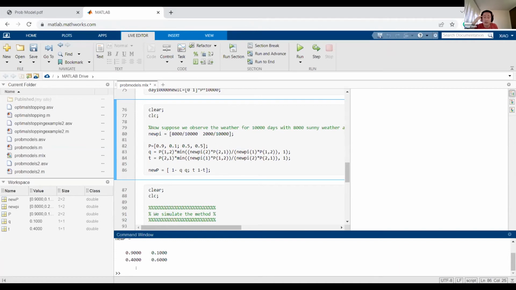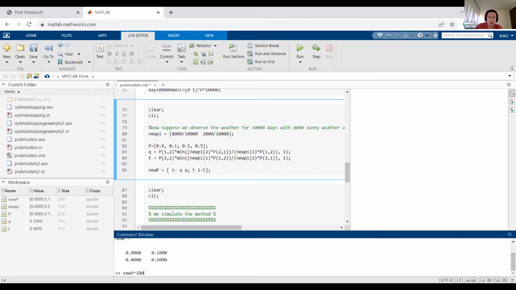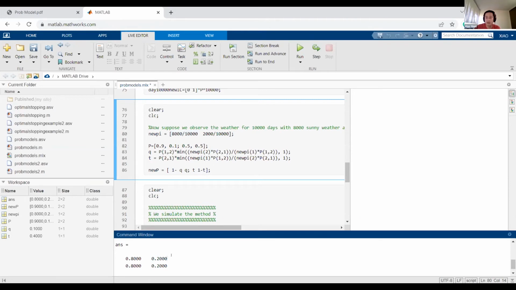To check that this is actually the correct transition matrix, what we can simply do is raise this new matrix that we found to a large power, and its entries should match our target, right? So if we raise this new P to the 100th power, then the entries in the first column would be 0.8, which matches our target, right? So it just means in the next 10,000 days, the number of sunny days will be exactly 8,000, and the number of cloudy days will be 2,000.